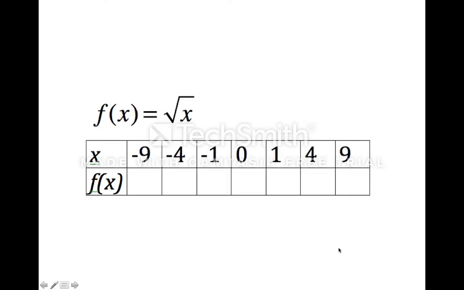The next function in our library of functions is the square root of x. The square root of -9 and -4 and -1 are undefined. They will not appear on our graph. The square root of 0 and 1 and 4 and 9 are well known. So take a moment again to fill in the table, pause, and go to the next slide.